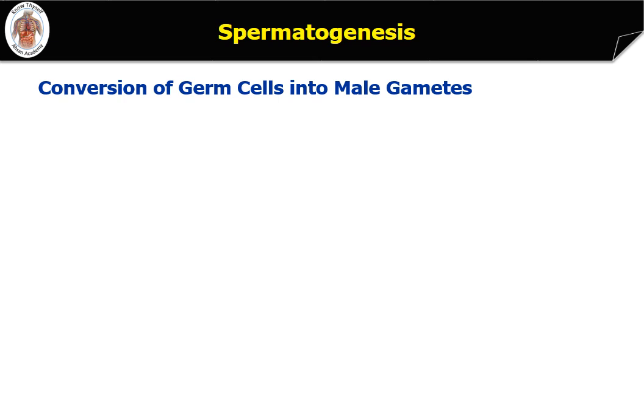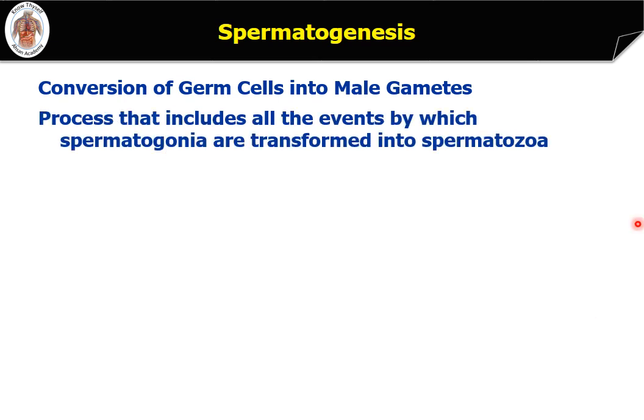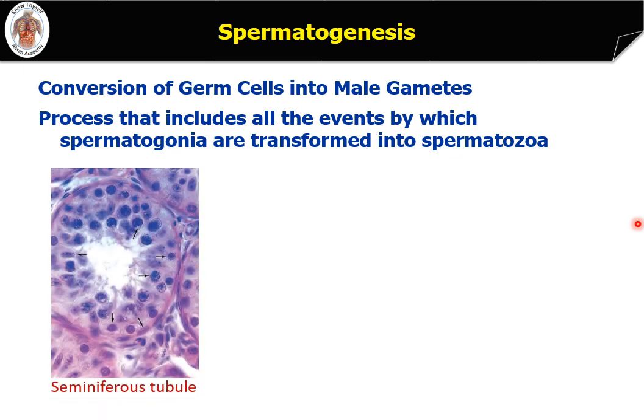It occurs in the testes. This is a process, a series of events that includes all the events by which the spermatogonium are transformed into spermatozoa. Spermatogonium is the immature form, and spermatozoa is the final destination, the mature form.